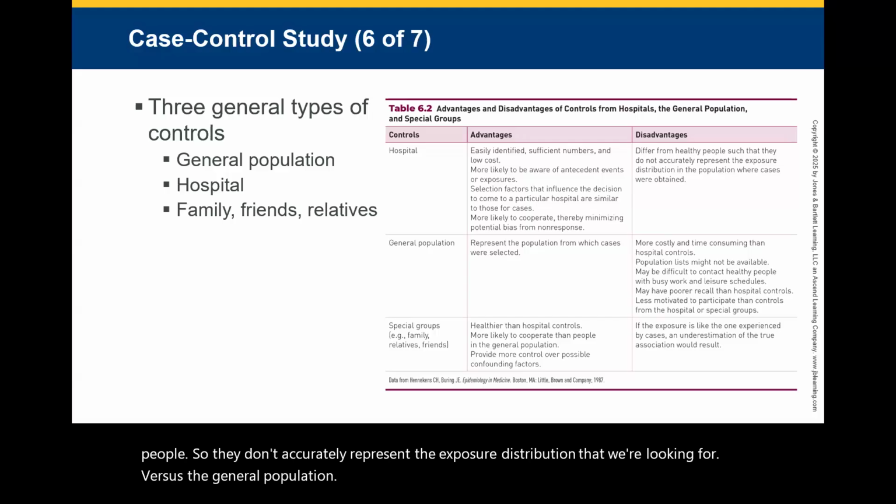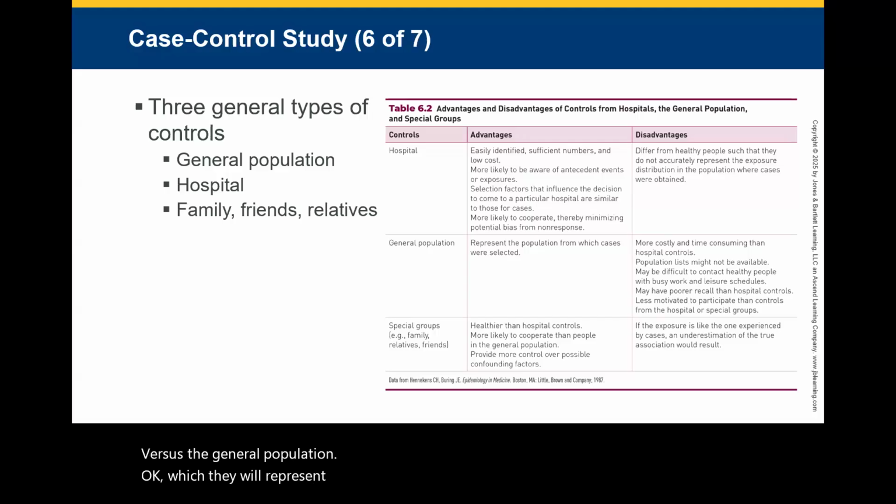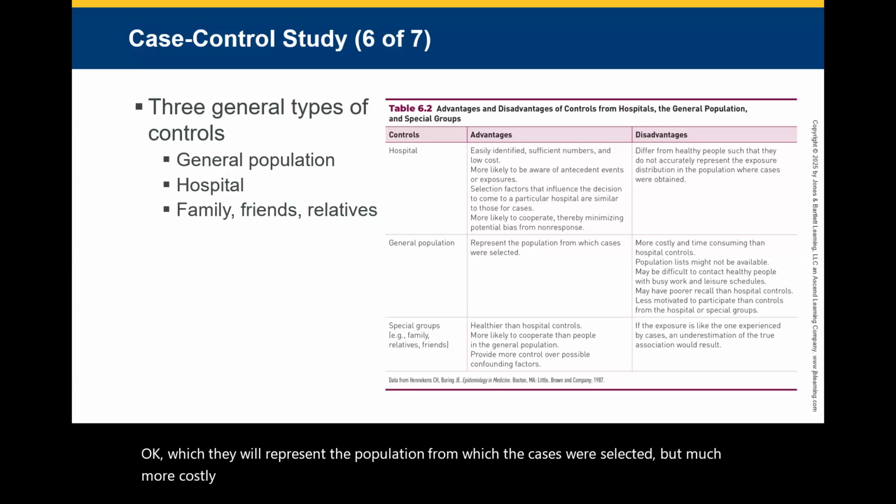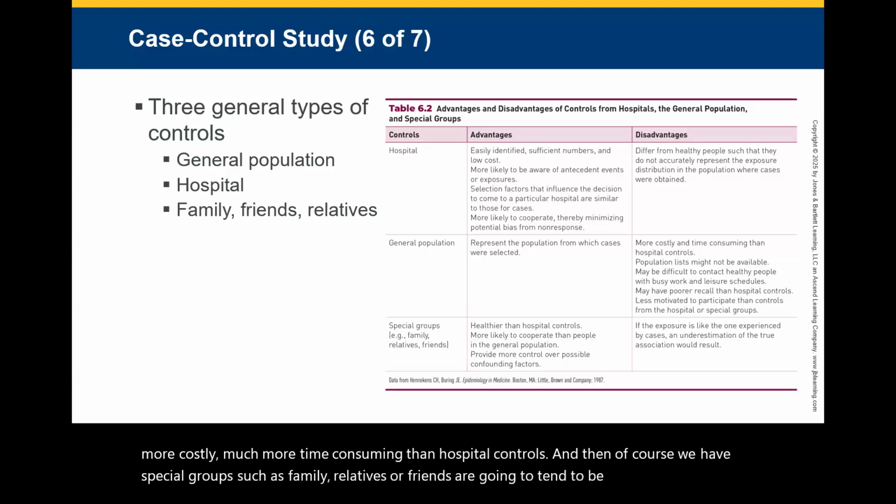Population controls will represent the population from which the cases were selected, but are much more costly, much more time consuming than hospital controls. And then, of course, we have special groups such as family, relatives, or friends, who are going to tend to be healthier than the hospital controls.